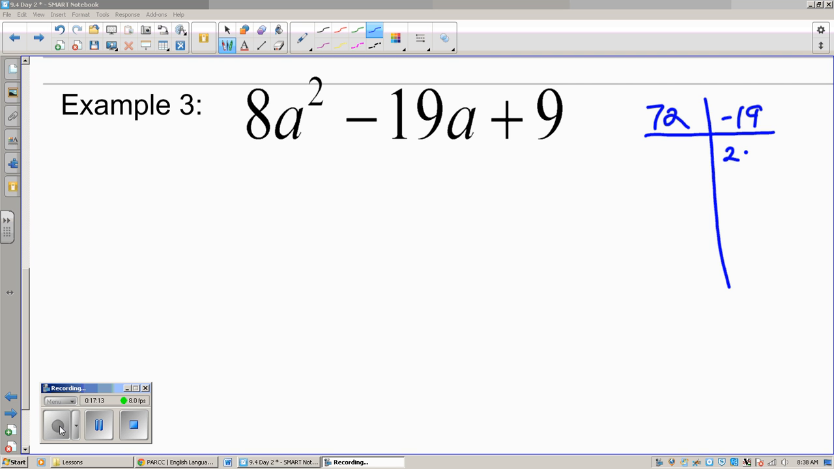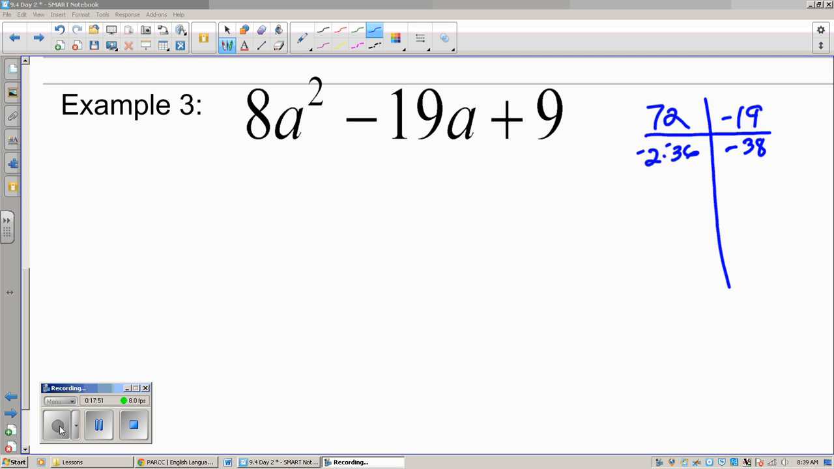I knew 2 times, what's that, 36? Excuse me. I should put that over here. 2 times 36. And then I tried to say, I know they're both going to have to be negatives, aren't they? That might have been where I was making my mistake. So negative 2 and negative 36, do those add up to negative 19? No, that's negative 38. So then I go to my next one.